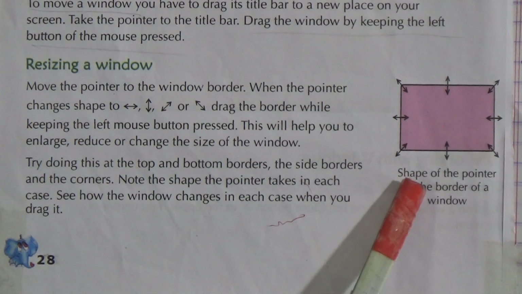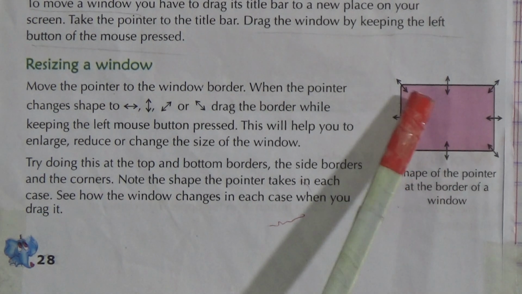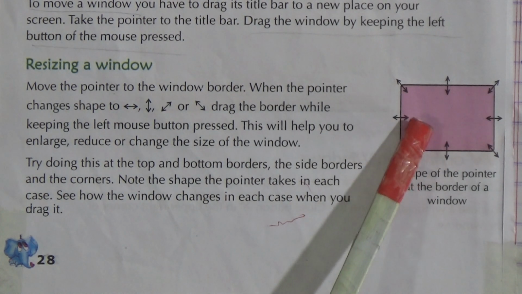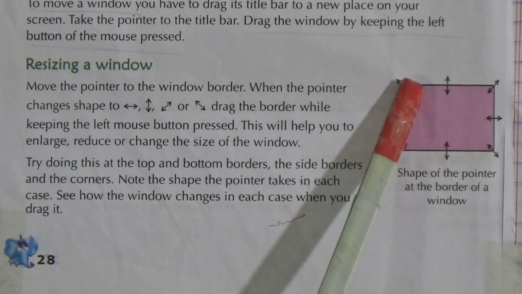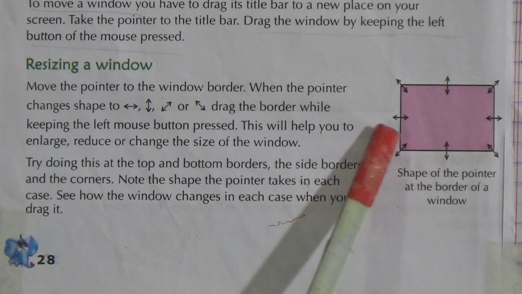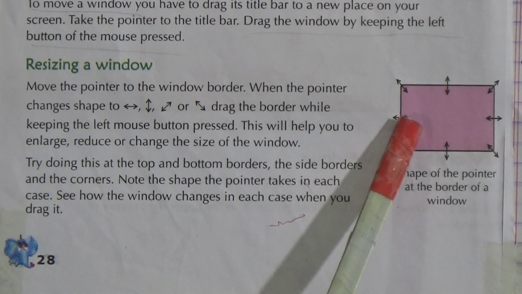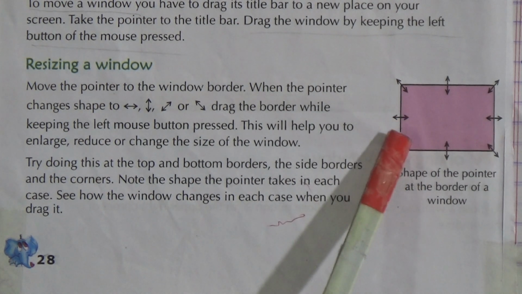Let's look at the picture. Shape of the pointer at the border of a window. So if you keep the pointer at these positions of a window, it will show you arrows like this. At this point, if you press it and drag in any direction, it will become smaller or larger depending on which way you drag it.